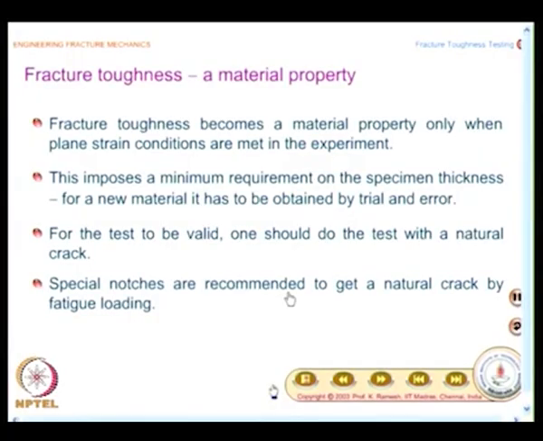And what is done is, special notches are recommended to get a natural crack by fatigue loading. And you will find there will also be restrictions on how fatigue loading has to be done. You should not do the loading in a manner that you develop excessive plastic zone. You must select only appropriate range so that you get a natural crack. And we would see, by having special notches, you could control the plane in which the crack will propagate.